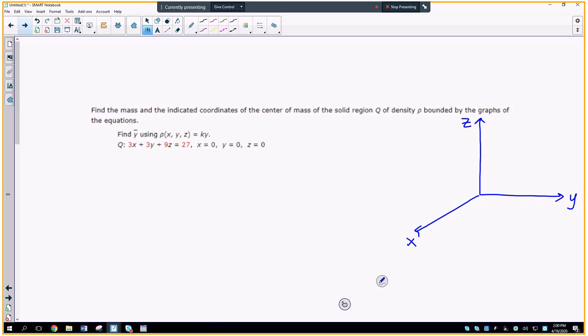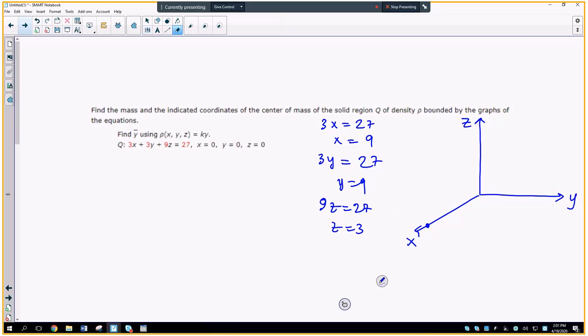Whereas for 3x plus 9y plus 9z, if you set y and z equal to 0, you get 3x equal to 27, so x equal to 9. If you set x and z equal to 0, then 3y is 27, so y is equal to 9. And if you put in x and y equal to 0, you get 9z equal to 27, so z is equal to 3. So the intercepts, I'll start with the x-intercept, so that is 9, 0, 0. Y-intercept is similarly 0, 9, 0. And z-intercept is 0, 0, 3.